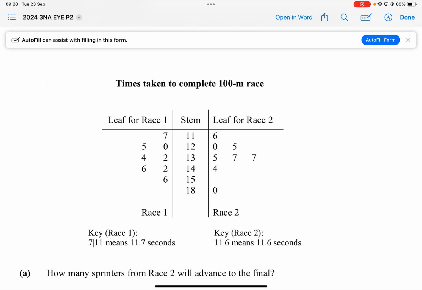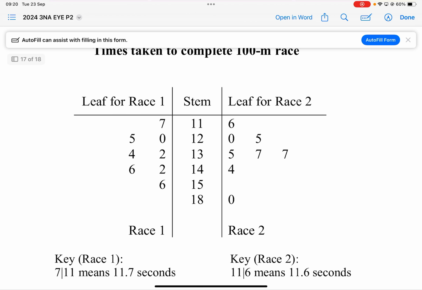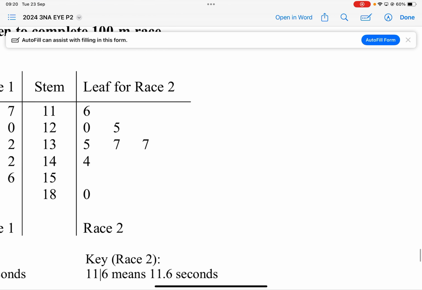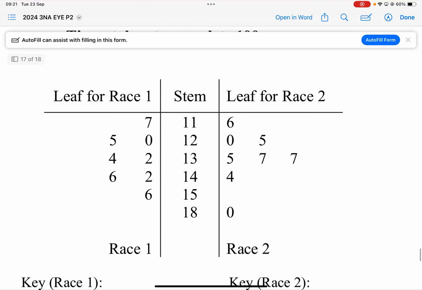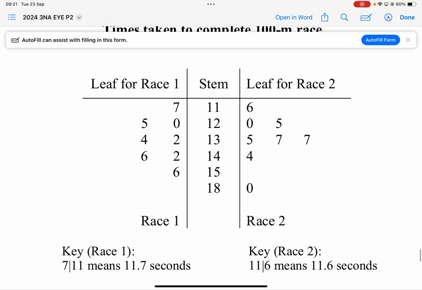Okay, we continue. If the stem and leaf only has one side, usually it will look like this, with your stem on the left and the leaf on the right. Then it's very easy to read. It is just 11.6, 12.0, 12.5. But when they put two stem and leaf together, you may have one more at the left.